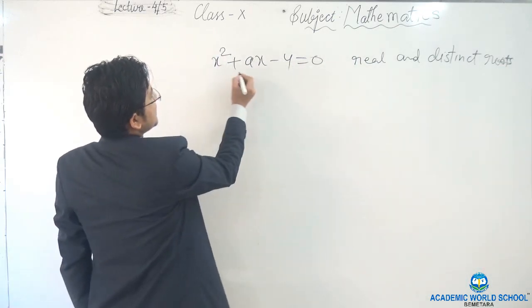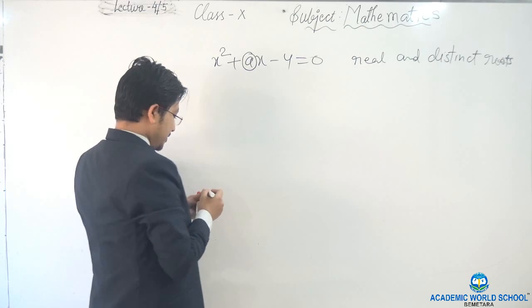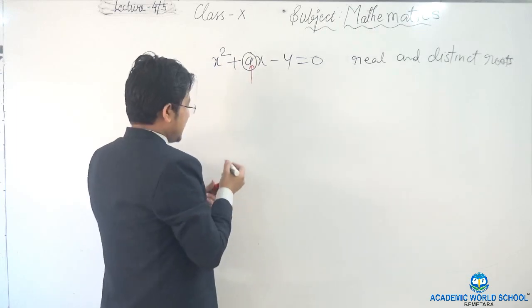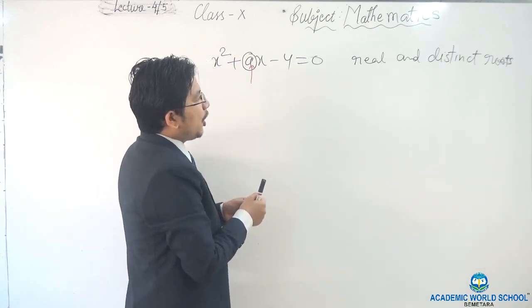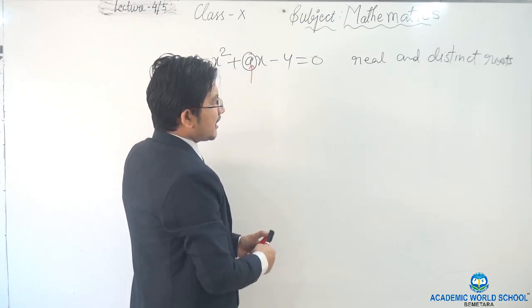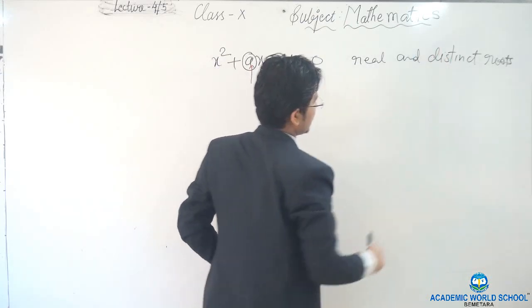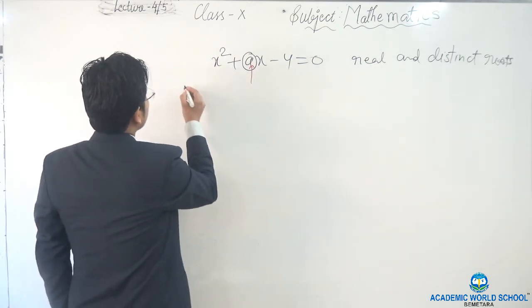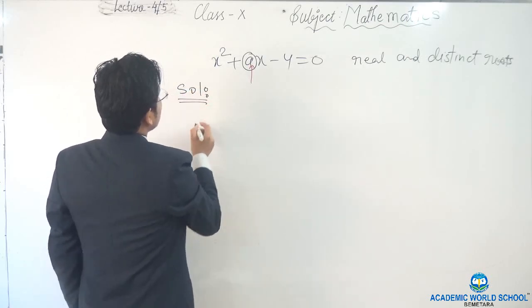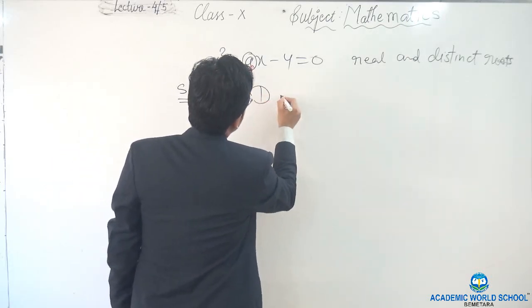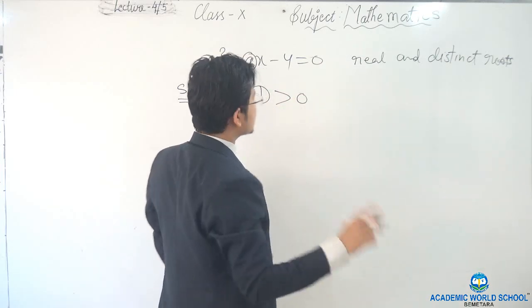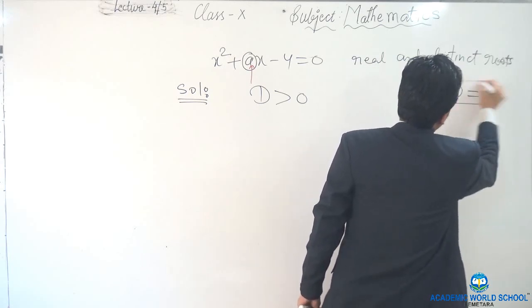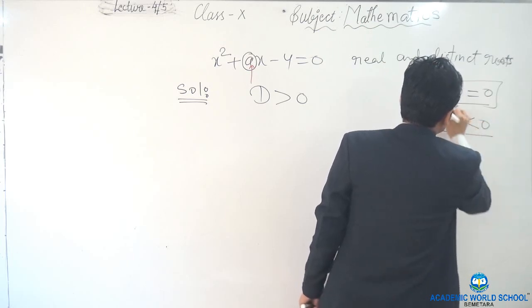The question is what value a should have so that the quadratic equation always gives roots that are real and distinct. So what is the condition for real and distinct roots? For real and distinct roots, D should be greater than 0. For real and equal roots, D should be equal to 0. And if D is less than 0, then the roots are imaginary, no real roots.